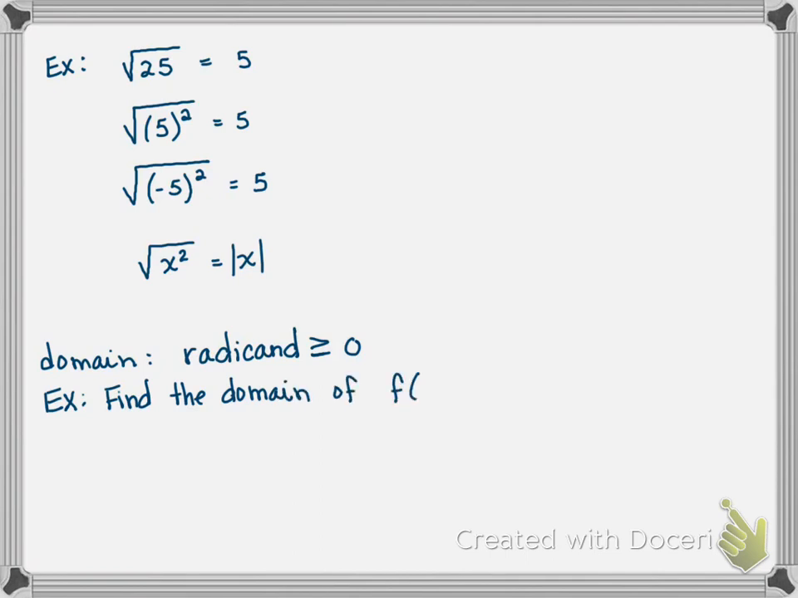Of f of x equals the square root of, let's do 4 minus x. So the radicand in this case is 4 minus x. We want to take that whole thing. And we know it can't be negative, which means it either has to be 0 or it has to be positive. So it can be equal to 0, or it can be greater than 0.